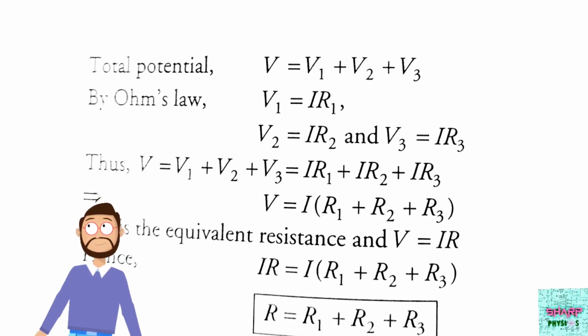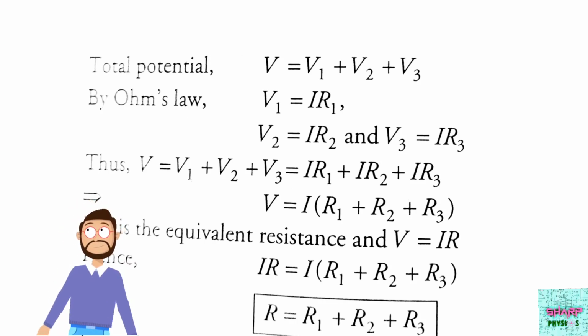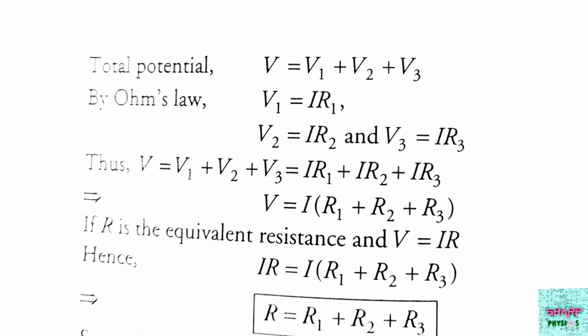Substituting this Ohm's law in the total potential, we get V equals V1 plus V2 plus V3 equals IR1 plus IR2 plus IR3. Since current I is common to all resistors, take I outside of the bracket and write I of R1 plus R2 plus R3. Hence, IR equals I of R1 plus R2 plus R3. Current I on both sides gets cancelled. Therefore, R equals R1 plus R2 plus R3.